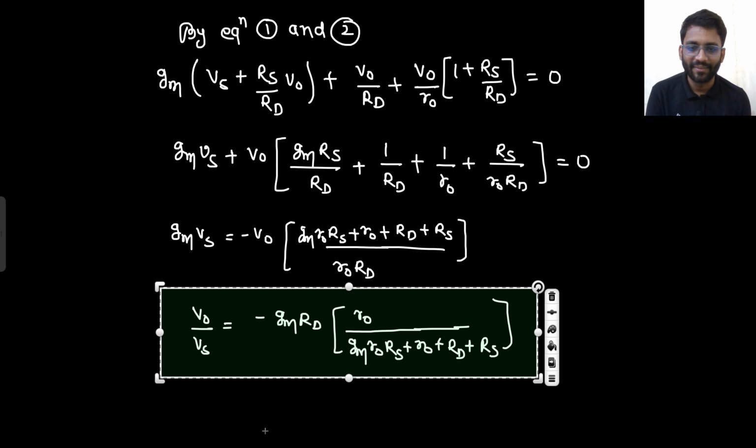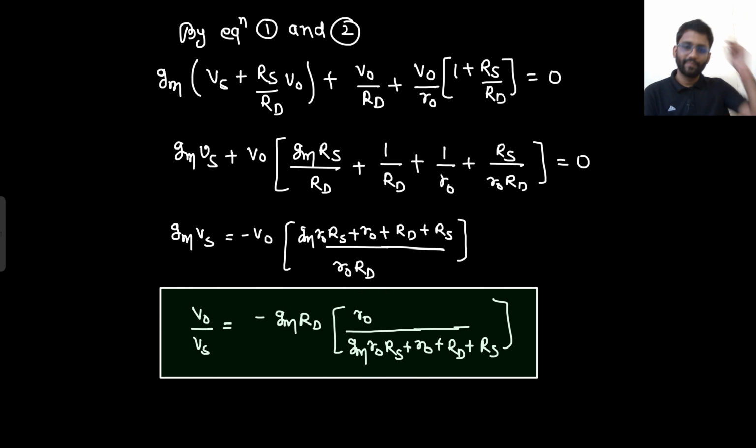Okay, minus Gm Rd into R naught upon Gm R naught Rs. So yeah, this is the final expression of gain you are getting. Now if R naught is very large, what will happen? If R naught is very large, then what will happen?